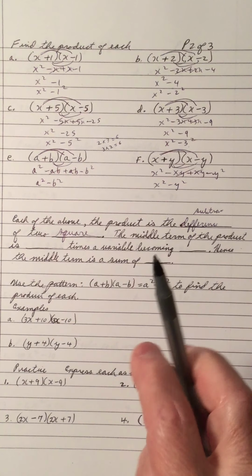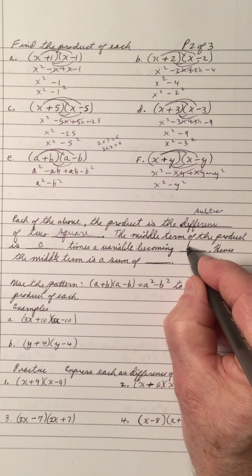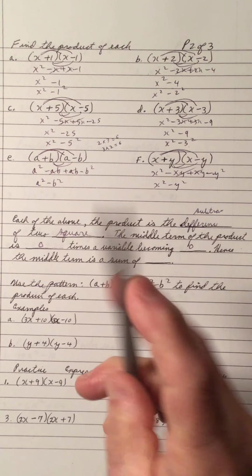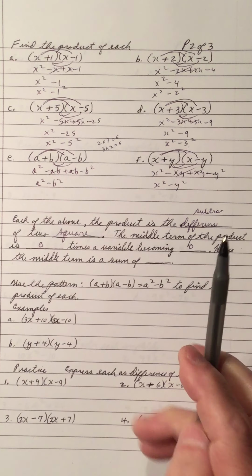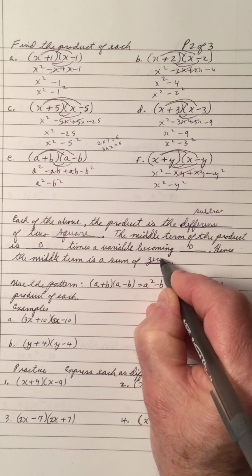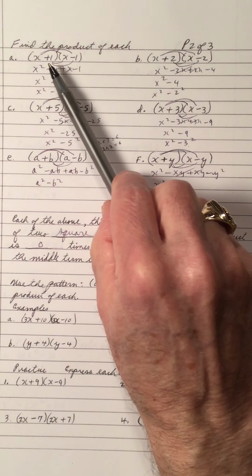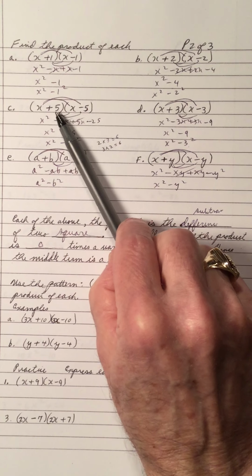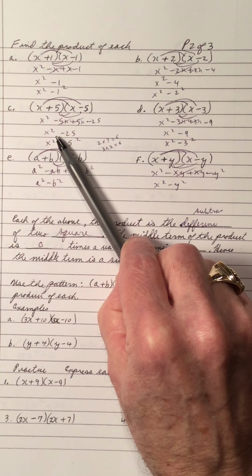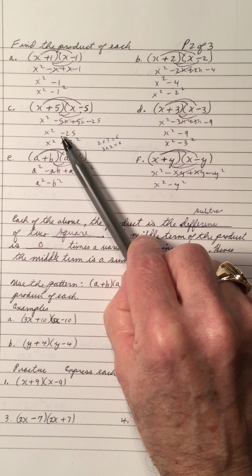The middle term of the product is 0 times the variable, becoming a 0x or a 0. Notice the middle term is a 0. Hence, the middle term has a sum of 0. Notice when we multiply the last terms, that number on the end is a product, but we don't have a middle term. The middle term is missing, so that means the sum is 0.